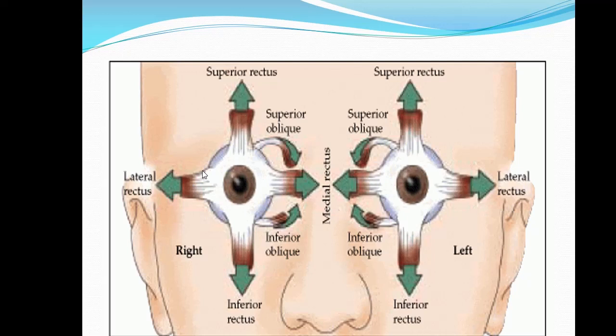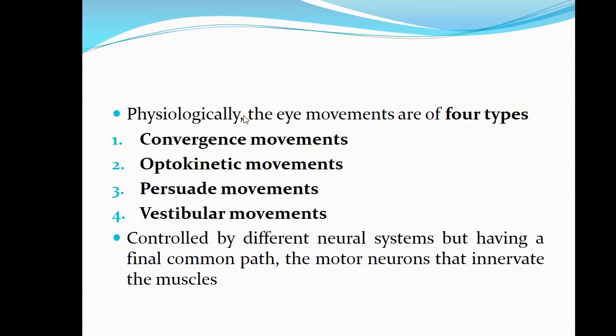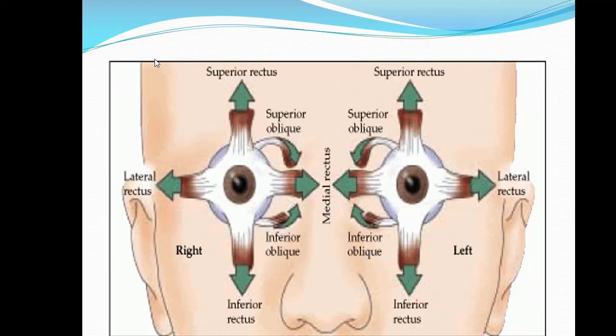And when the eyeballs are moved medially or nasally, contraction of the superior oblique muscle will cause a downward movement of the eyeball, and contraction of the inferior oblique muscle will cause upward movement of the eyeball. So this is the action of the individual muscles.